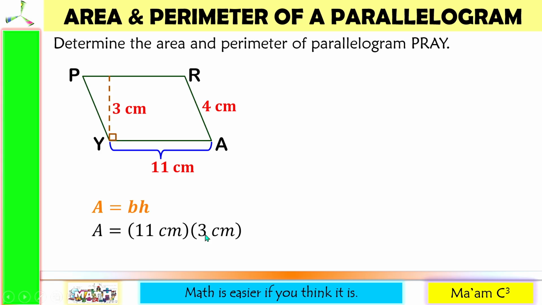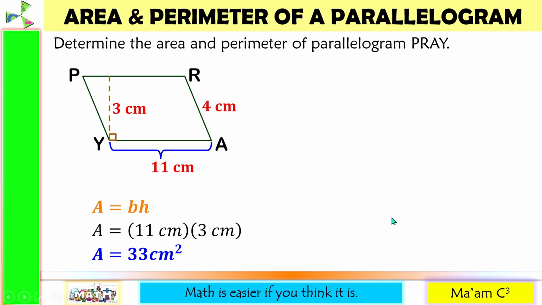And 11 times 3 is 33. Centimeter times centimeter is centimeter squared. Remember that an area is always expressed in squared units. So we have 33 centimeters squared.